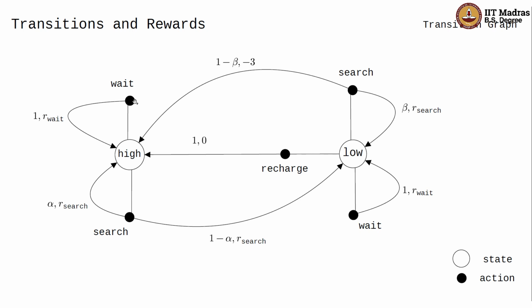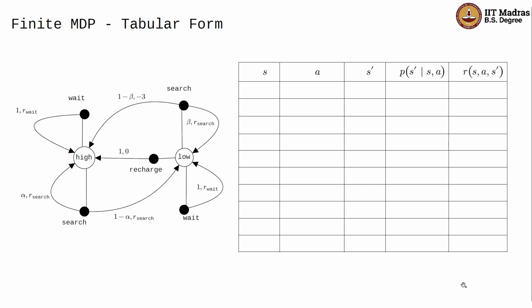So even though they are called action nodes, a more appropriate way to understand them is that they correspond to state action pairs. So this wait here, what does it mean? It means starting from high, I decide to wait. So it actually corresponds to high comma wait. It's important to keep this distinction in mind between the state nodes and the action nodes and how they are related to each other. So far we have been looking at the transition graph. Let's now try to understand the tabular form of the Markov decision process.